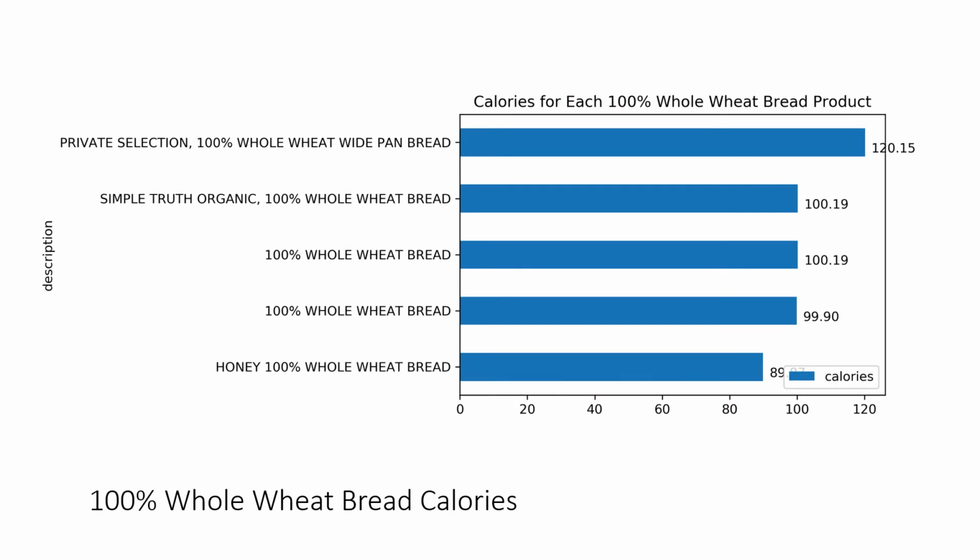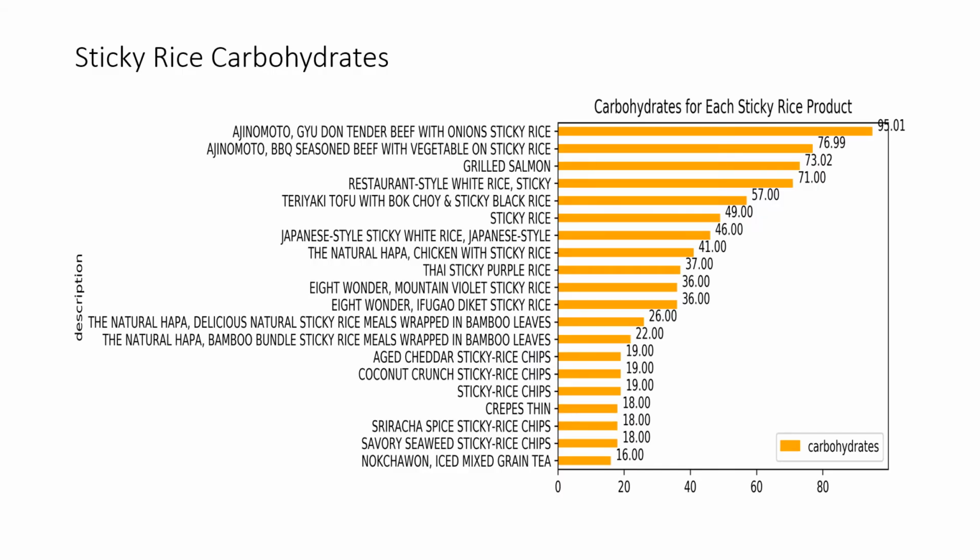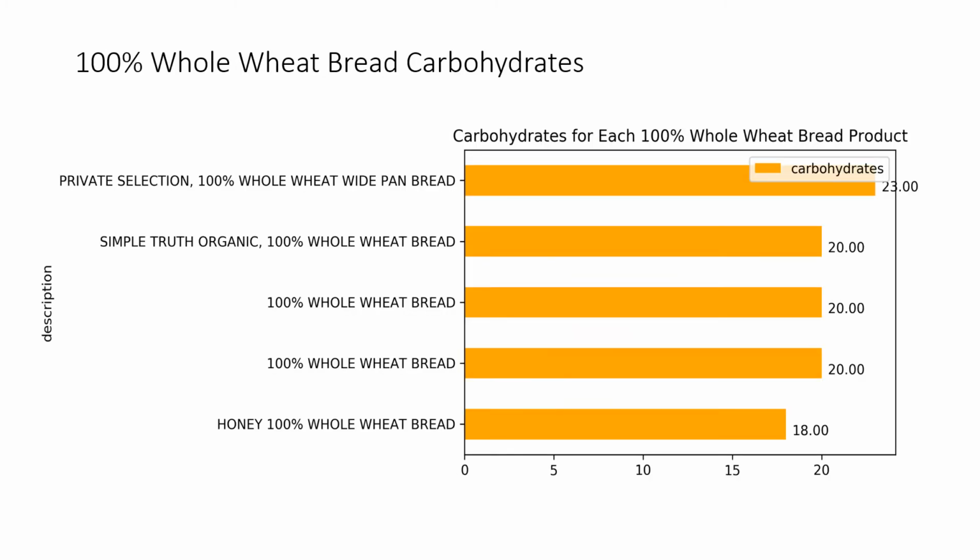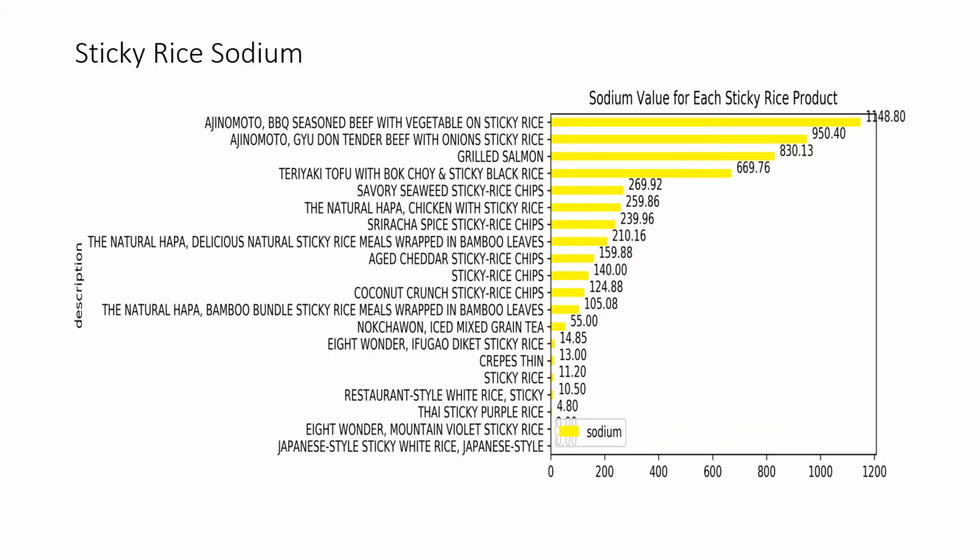Okay, let's go ahead and look at the whole wheat bread calories. The highest calories here is the private selection 100% whole wheat bread, white pan bread. This is actually my favorite, and it's at 120 calories. So we'll go ahead and look at carbohydrates to compare values as well. Carbohydrates of sticky rice is looking at 49, and as for the whole wheat bread, we have carbohydrates at a max of 23.